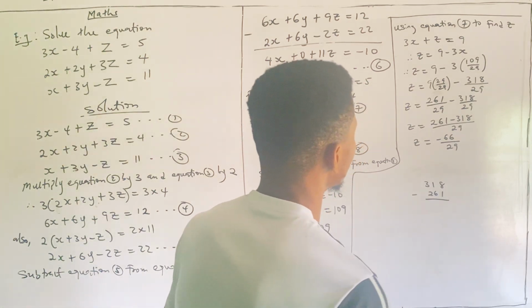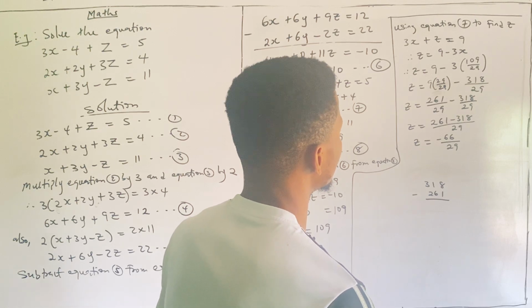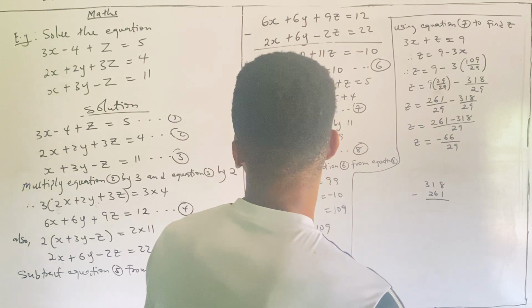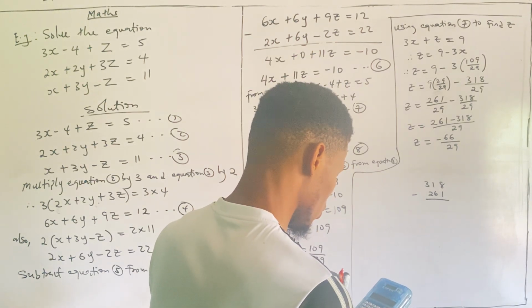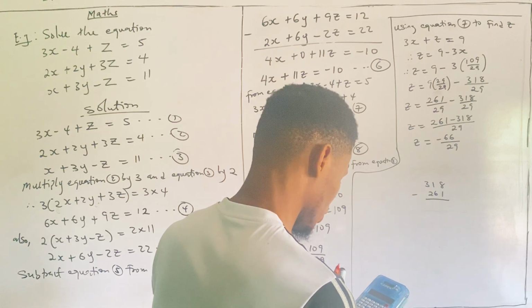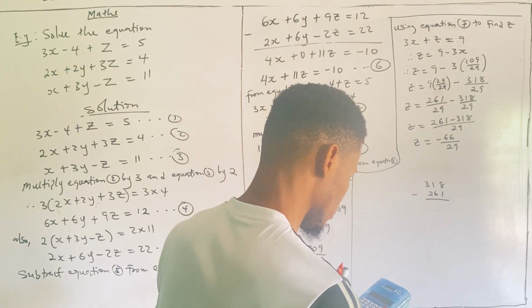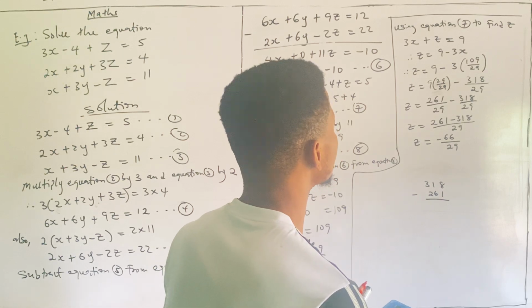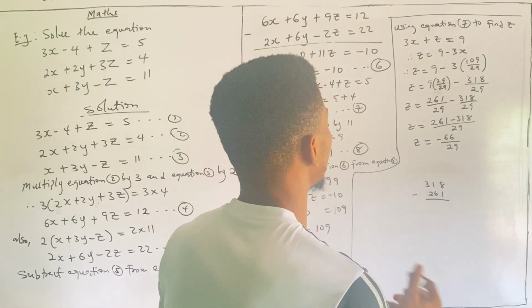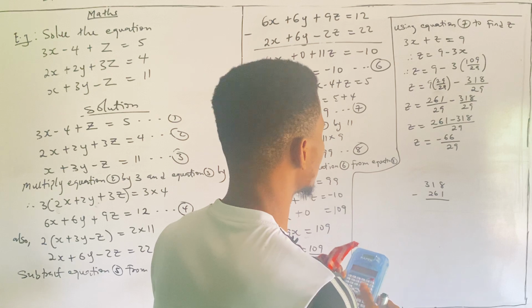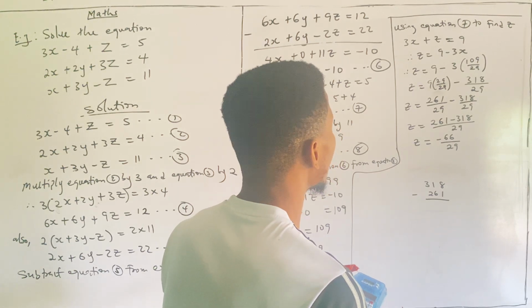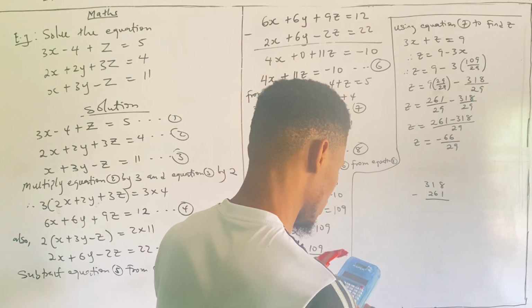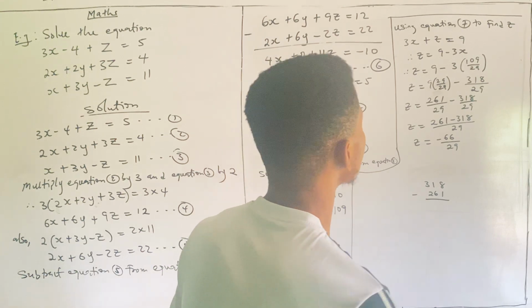Sorry, something is wrong. So we have 261 minus 318. Okay, there's an error here.